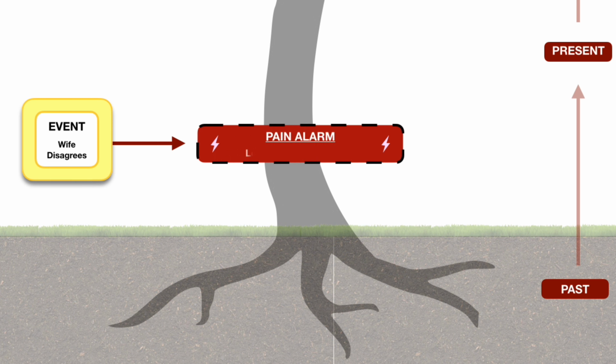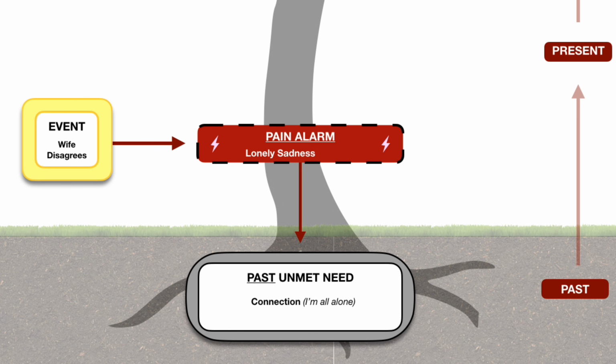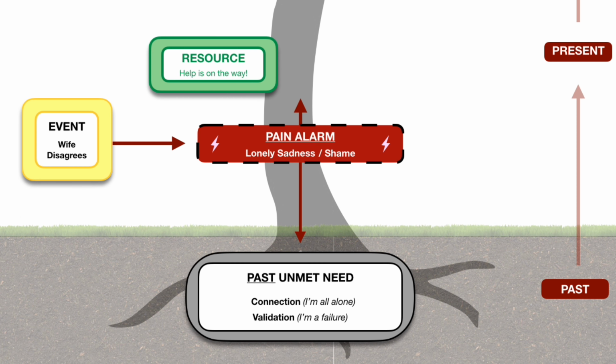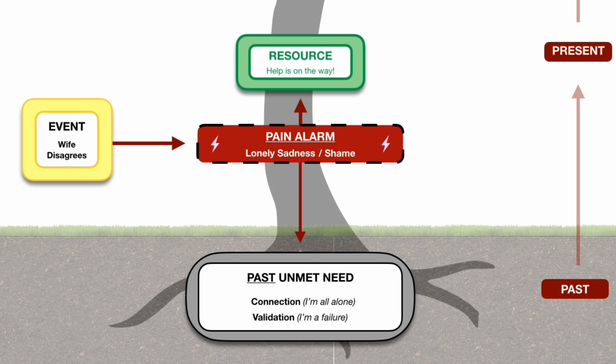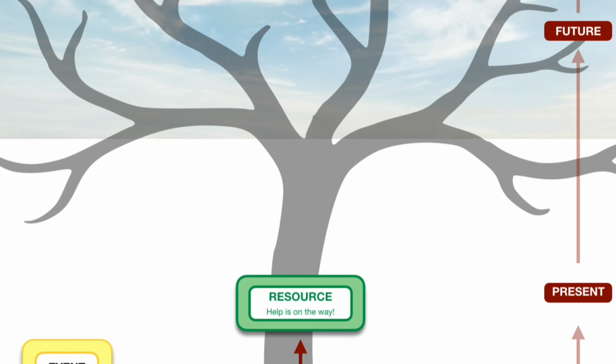Julian feels a burst of sadness, which is alerting him to his past unmet need for connection. And he feels shame, which is pointing to his unmet need for validation from his dad. Now, suppose Julian's been working with a therapist, and now he recognises his pain alarm for what it is. A good thing, a resource that's giving him an opportunity to get his needs met. So instead of blaming Sarah and flying into a rage like he used to, Julian lets his pain alarm do its job so that the emotion process can run through to completion.